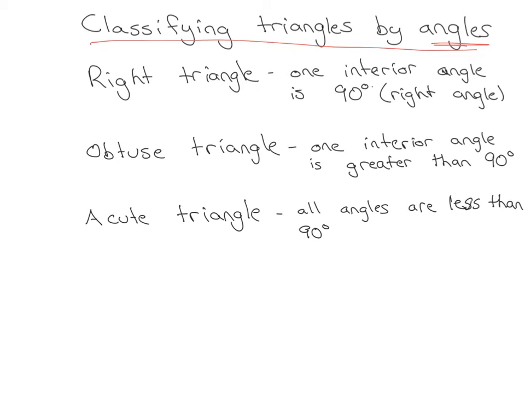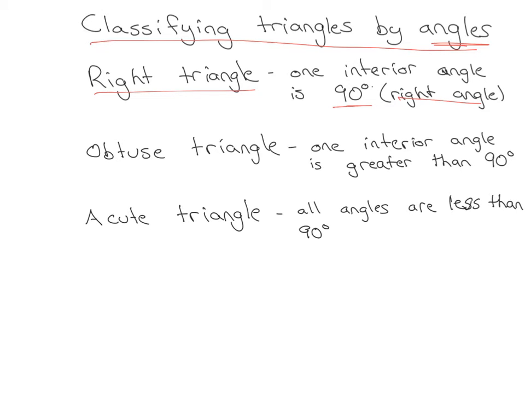The first one that we're going to introduce you to is what we call a right triangle. Right triangle simply means there's a right angle in it. And if you remember from our angles unit, right angles are 90 degrees. They make square corners. That's what you can think of as a right triangle.